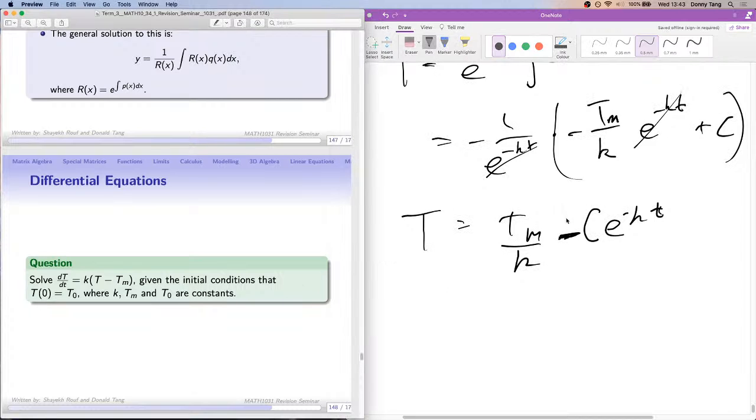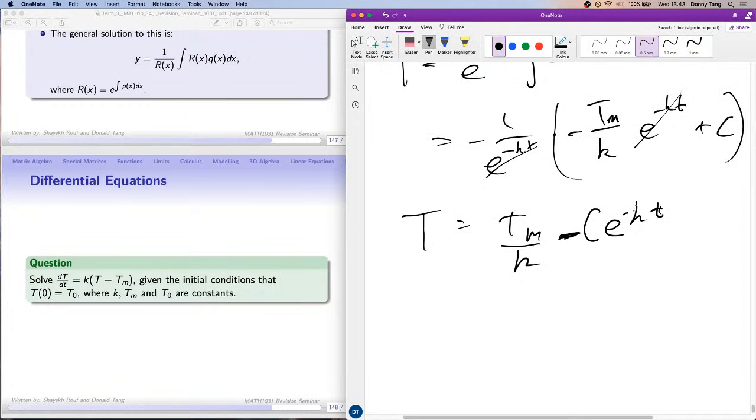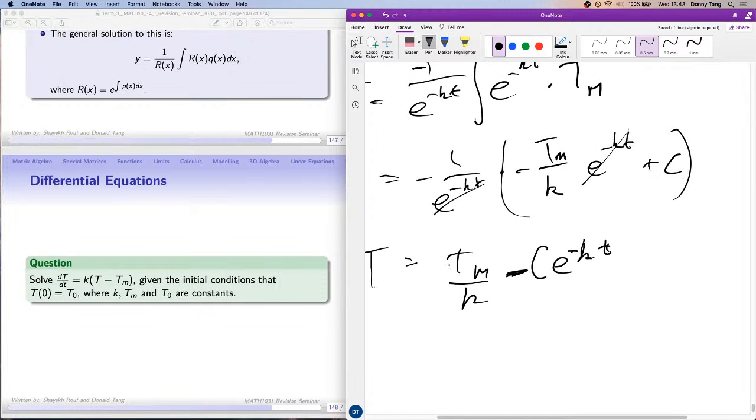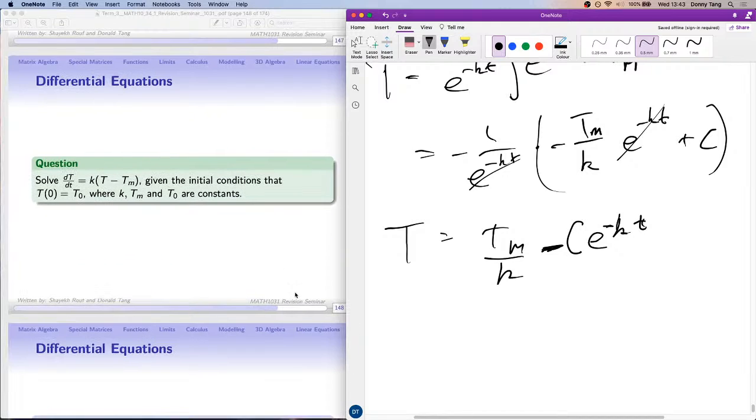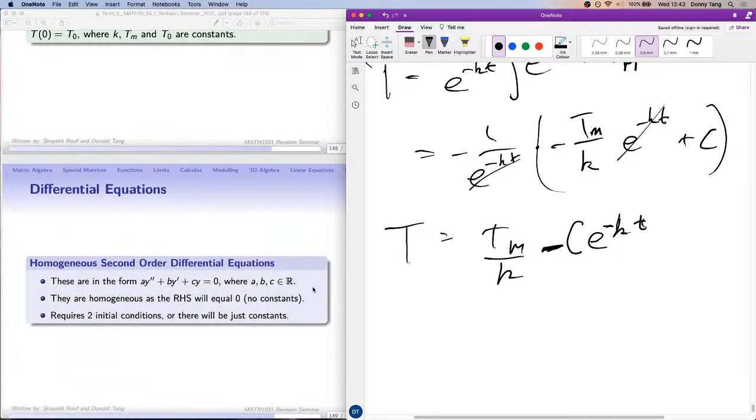And obviously, in order to find what c is, you're going to have to sub in your initial conditions and solve. Is there a simultaneous? No, you just sub in your initial conditions and you'll find what c is. All right? Okay, let's move on.